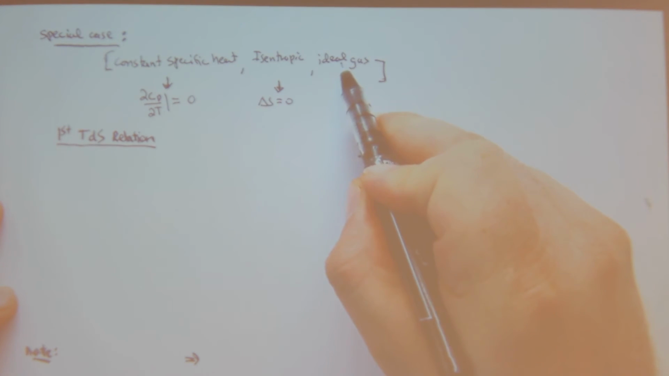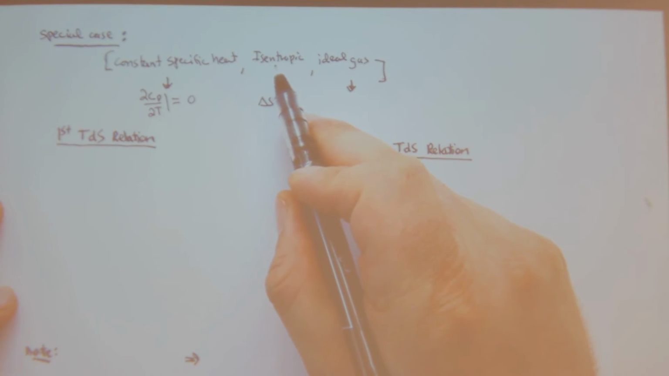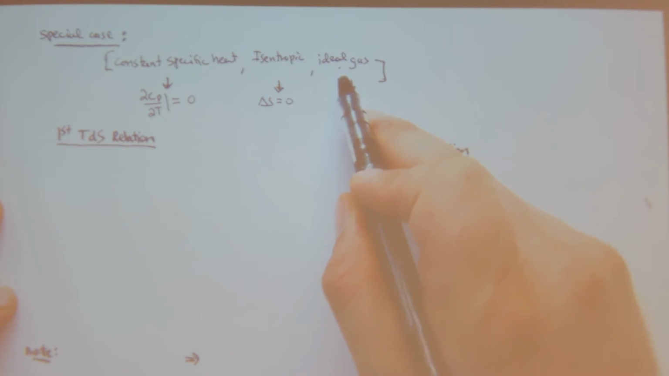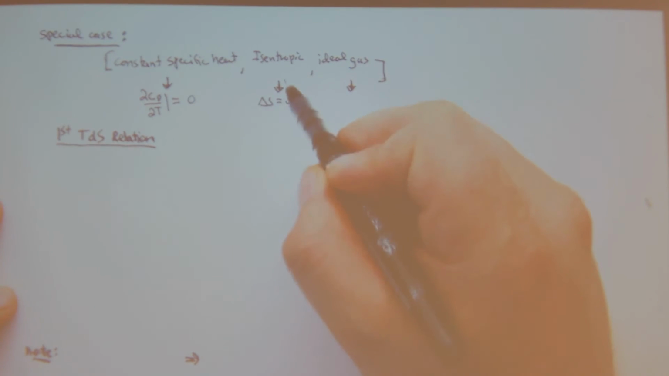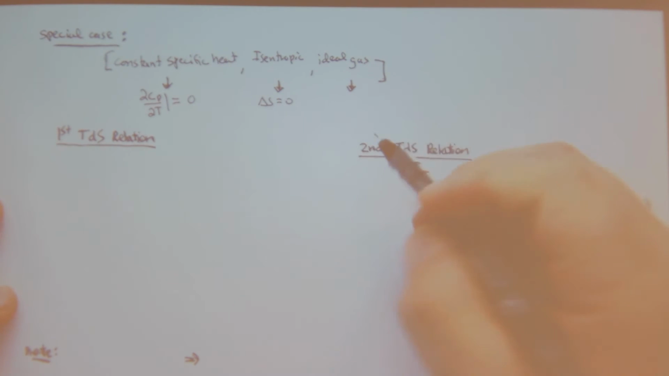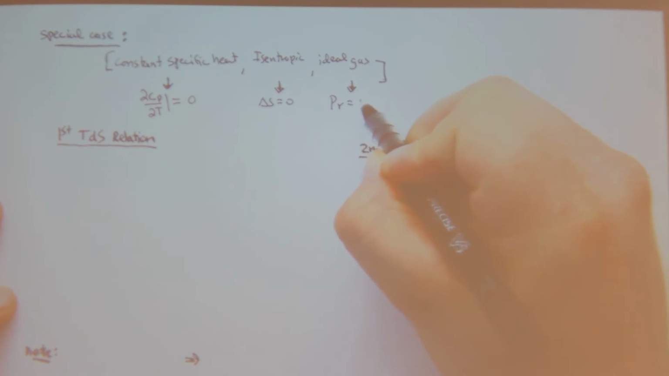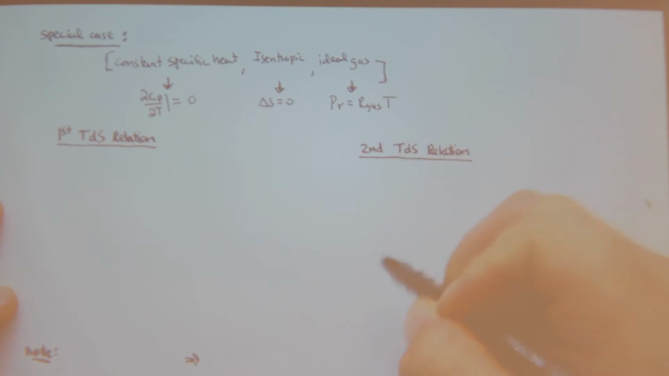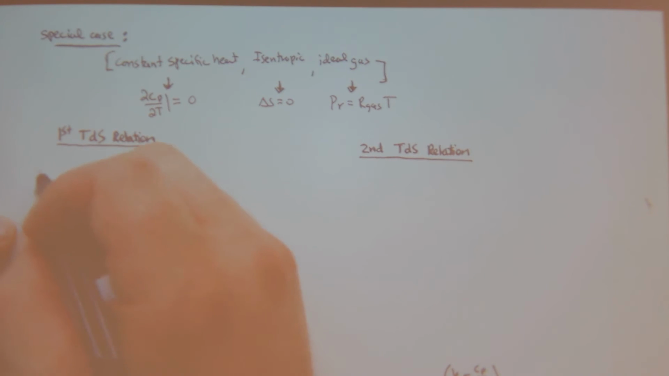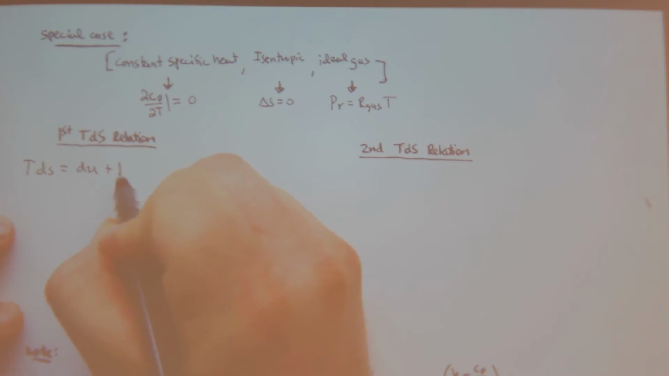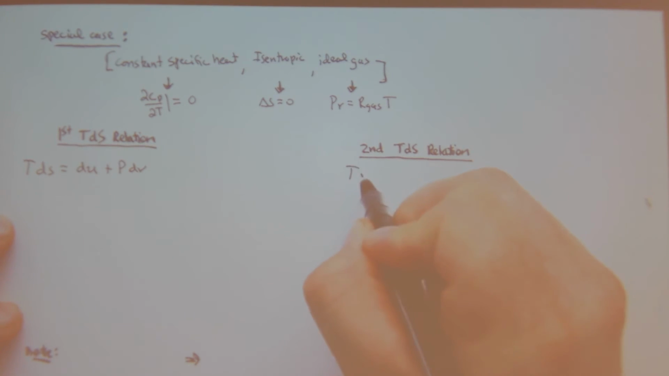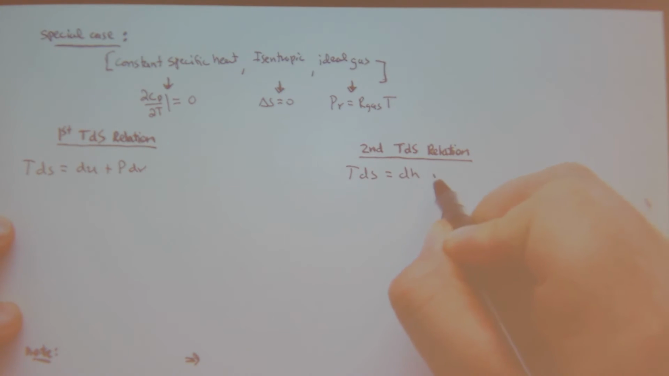So the system is an ideal gas. It's an isentropic process. It's an ideal gas with a constant specific heat. Okay, it's a special case, right? Isentropic, delta S is equal to 0. Ideal gas, PV equals R gas T. So let's go to the first TDS relationship. So I have, again, TDS equals dU plus P dV. Second TDS, TDS equals dH minus V dP.